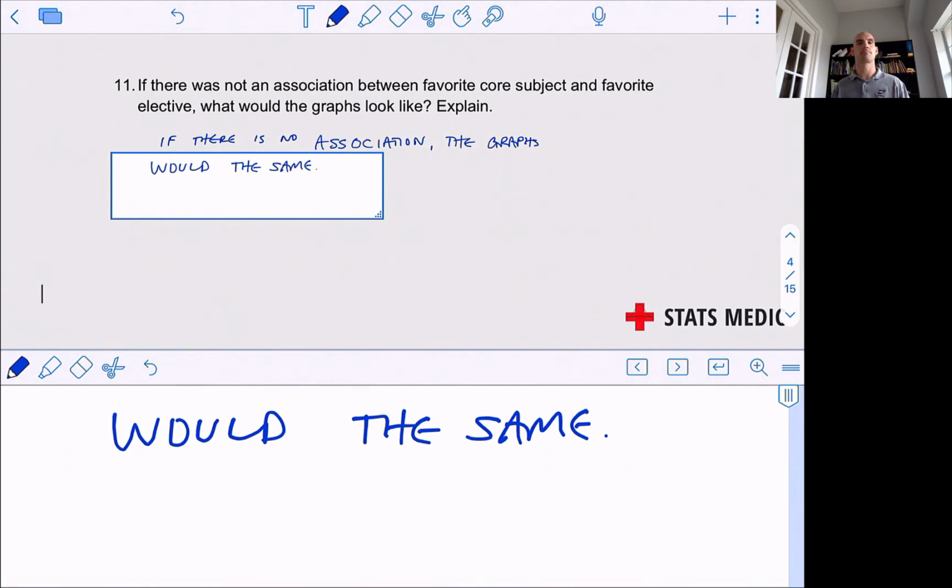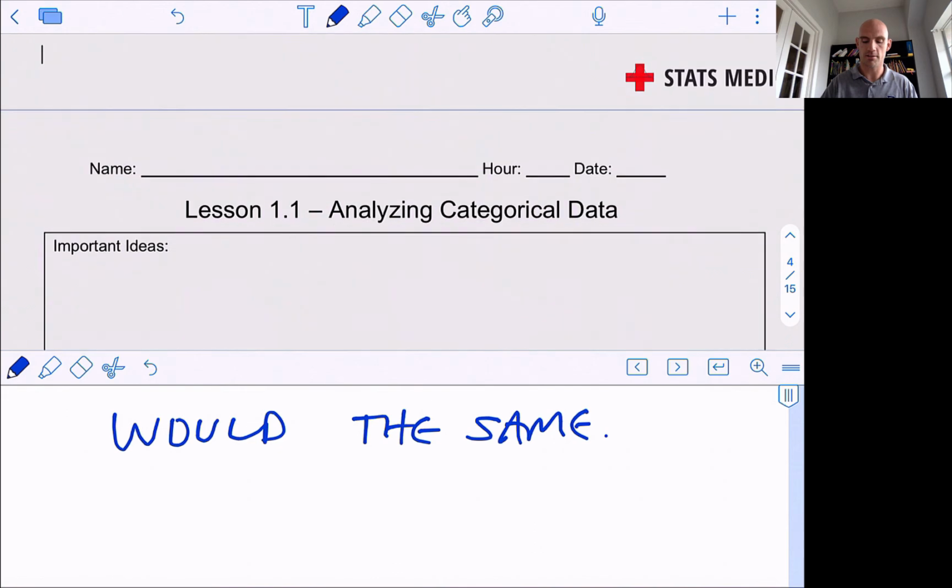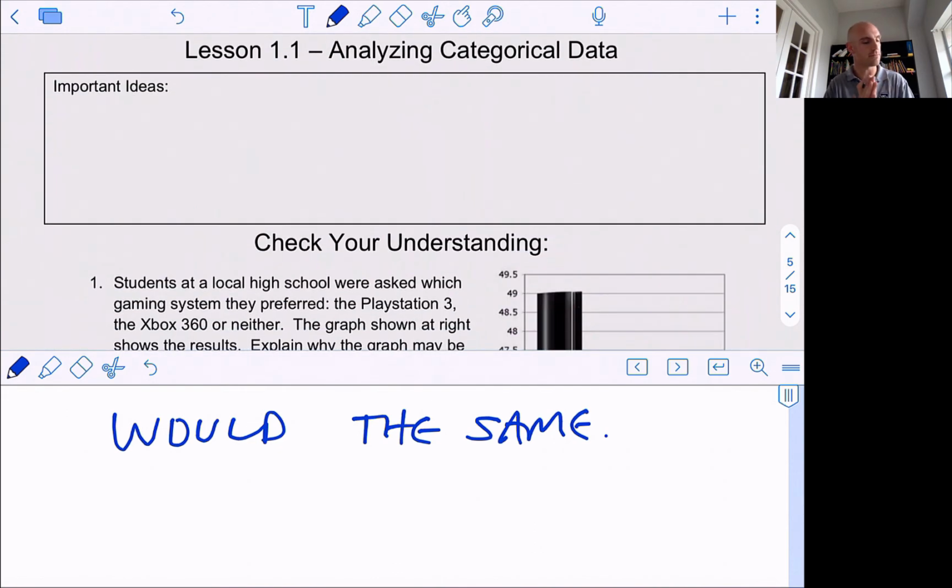They'd look the same. And if they don't look the same, then there must be some sort of association. There may not be one that you can easily explain or one that you would expect, but if they don't look the same, then there must be some sort of association. Now, let's break it down, the way the notes go.